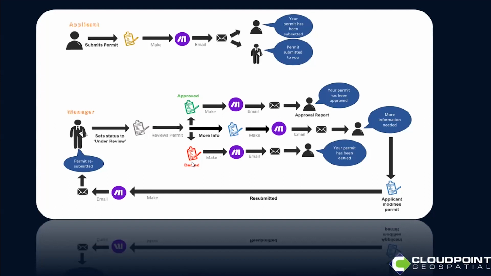Then it can also be denied. And then the email will be sent to the applicant telling them why their permit was denied, and then giving them access to contact the permit manager for more information.